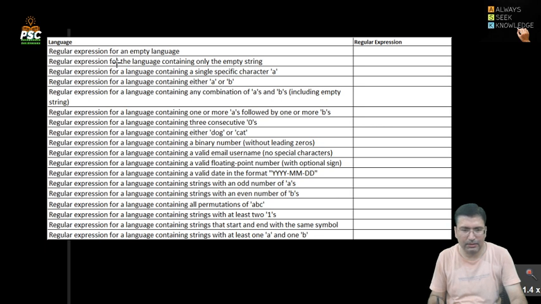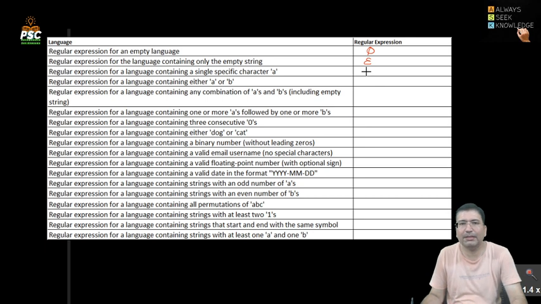There is a regular expression for an empty language. I think we have already seen the empty language. The regular expression we write like φ. Okay, a regular expression for the language containing only the empty string. So if a language is empty, it is φ. If a language is containing the empty string, that means it is having at least epsilon inside it, so that will be the regular expression.